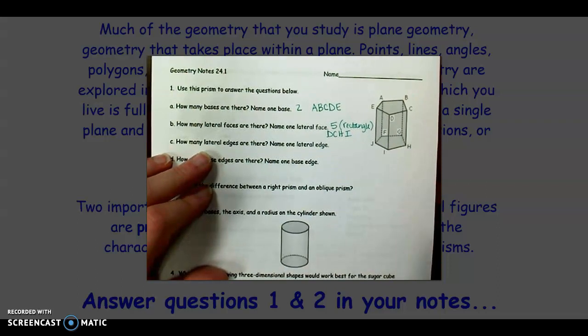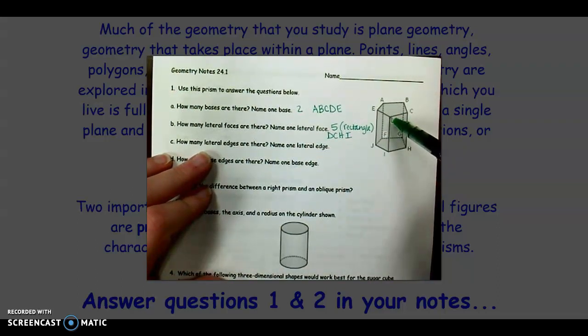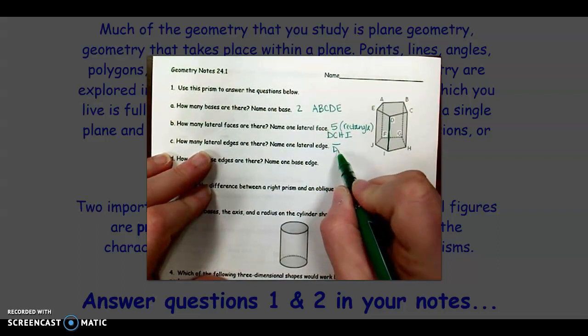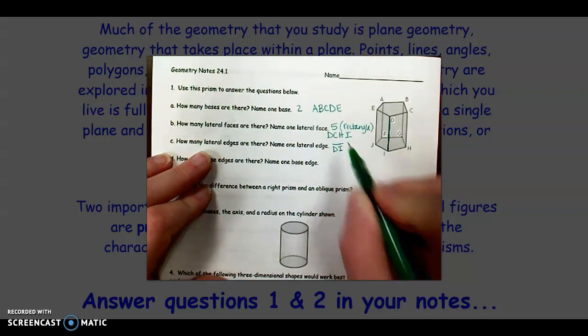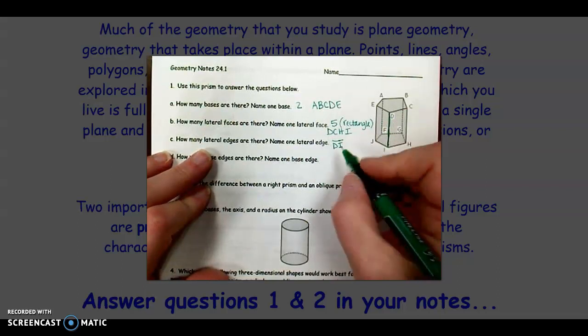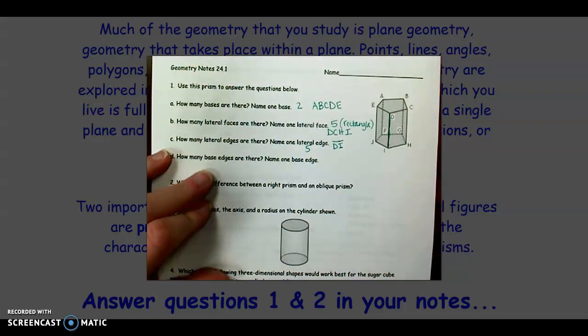How many lateral edges are there? Remember, these are the segments where 2 lateral faces join together. So segment DI is 1 lateral edge. And remember to use the segment bar, because if you leave it off, you're talking about a measurement, not an edge. And so there are 5 of those lateral edges along the sides there.